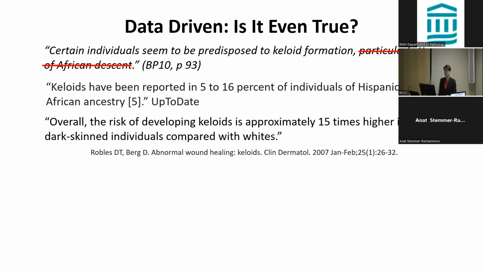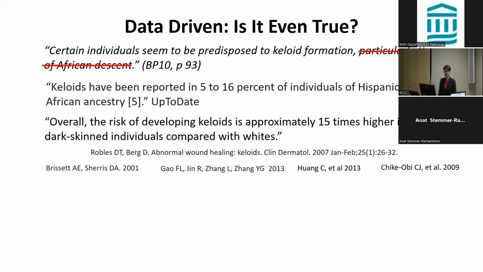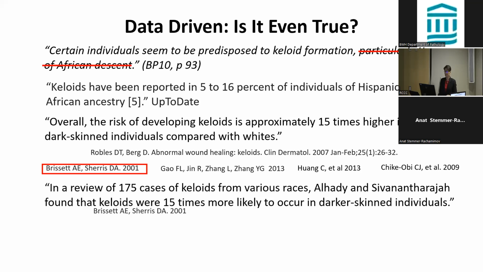Now, this is one of the statements from reference 5, Robles and Berg, that caught my eye. It talks about the risk of developing keloids being about 15 times higher in dark-skinned individuals compared with whites. Now, 15 times is a big number, so it happened to stick in my mind, also because I saw it again and again and again. I think the index paper is one by Brissett in 2001, because that was the first time I found this quote. Let's see what Brissett had to say. Brissett says, in a review of 175 cases of keloids from various races, the authors found that keloids were 15 times more likely to occur in darker-skinned individuals.